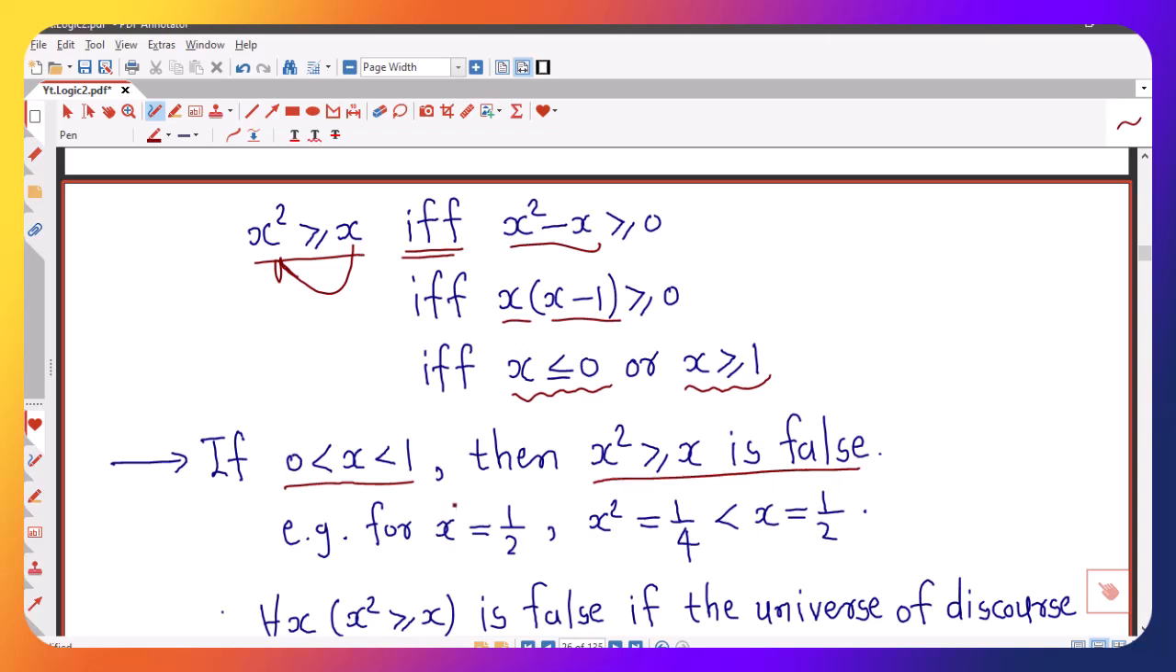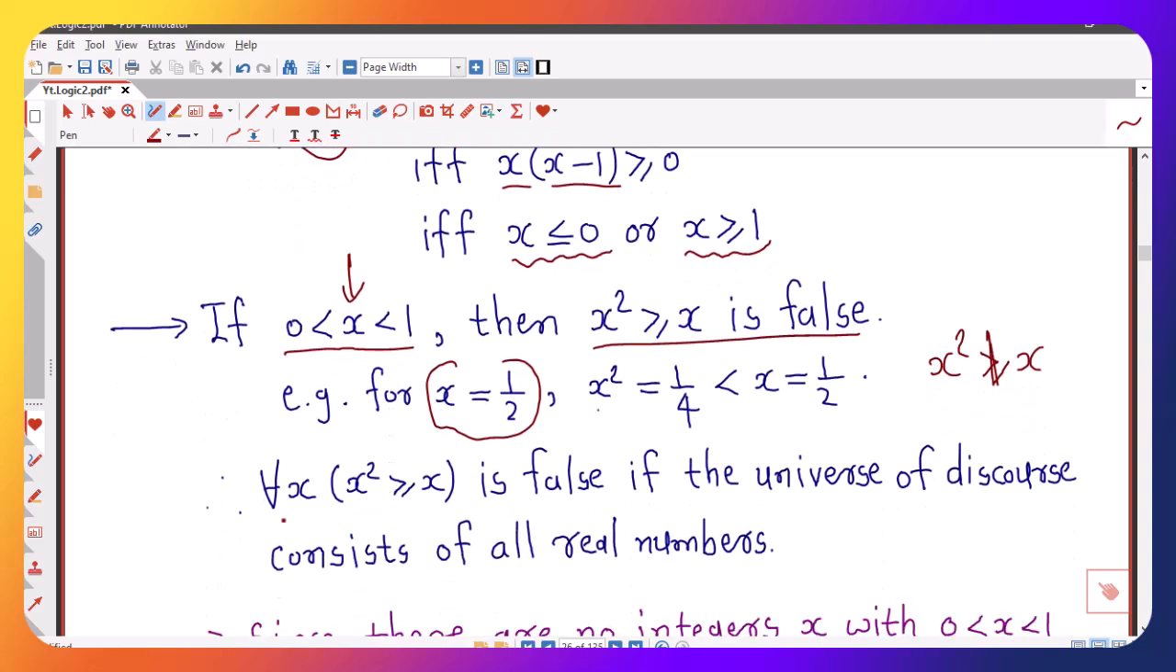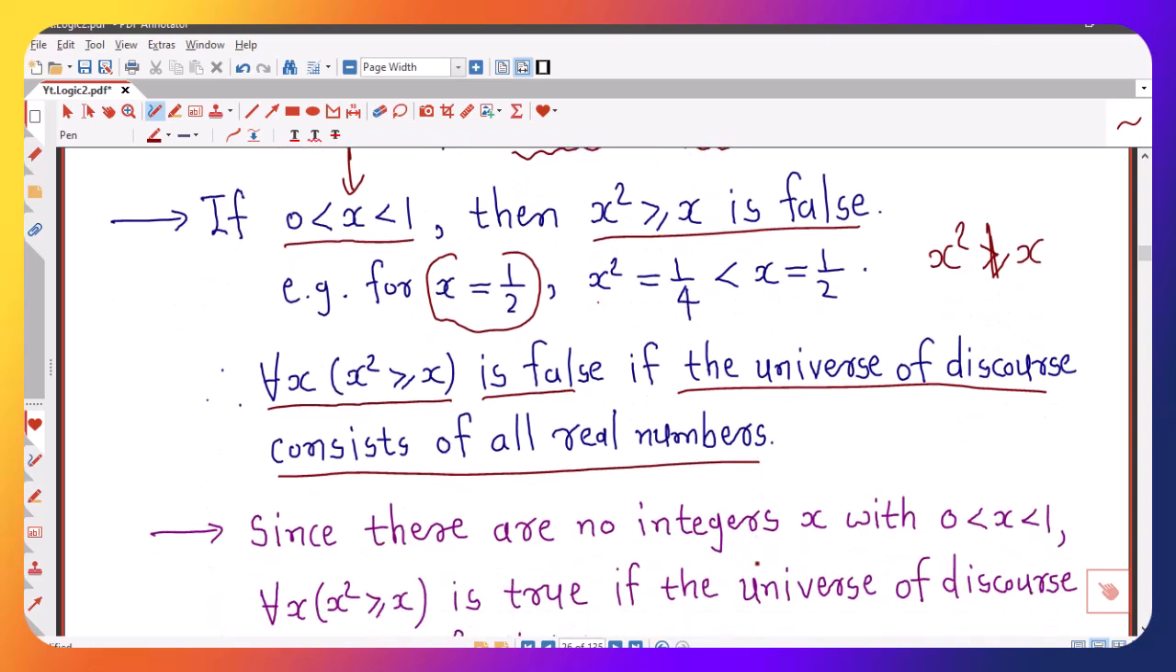And for example, for x equal to 1 by 2, which is in between 0 and 1, we can see that x square is 1 by 4 and x is 1 by 2. So here we cannot write that x square is greater than or equal to x for x equal to 1 by 2. Therefore, this quantification for every x such that x square is greater than or equal to x is false if the universe of discourse consists of all real numbers.